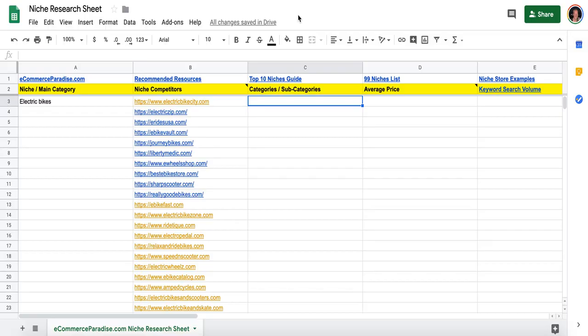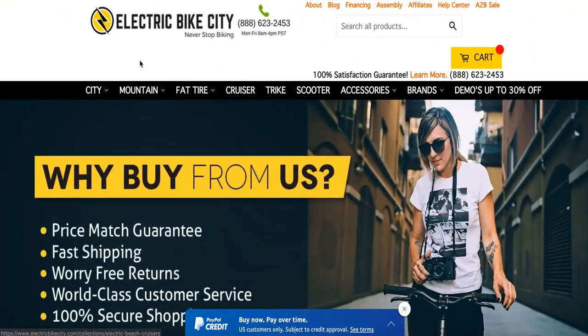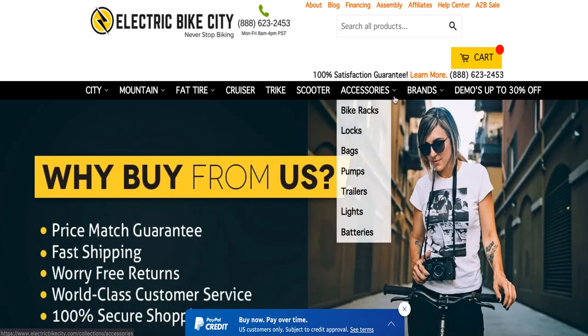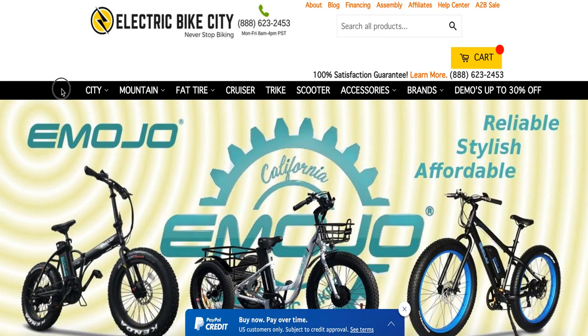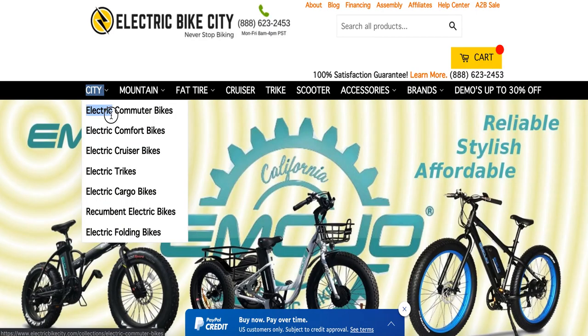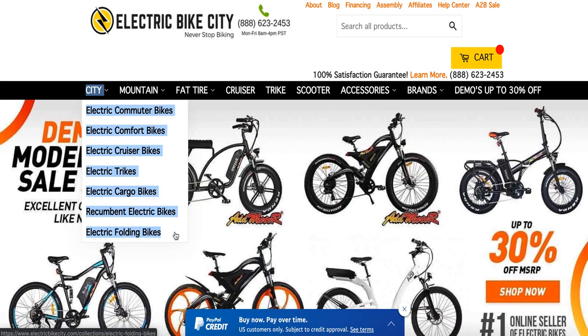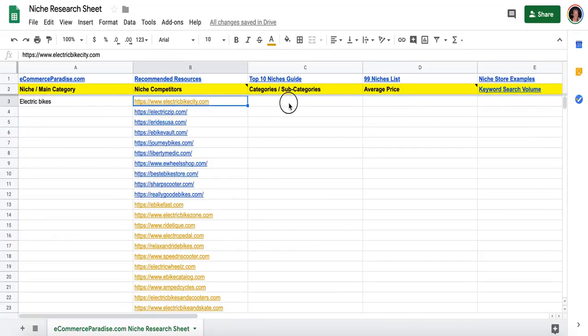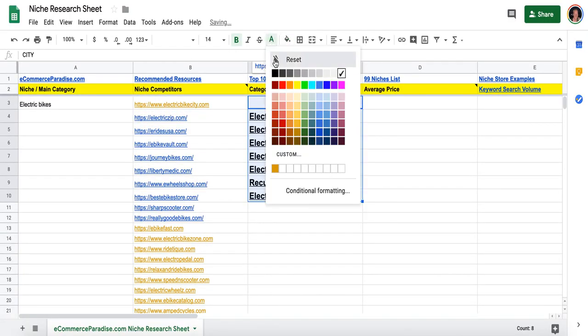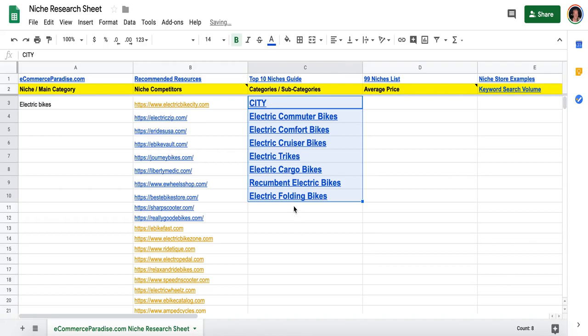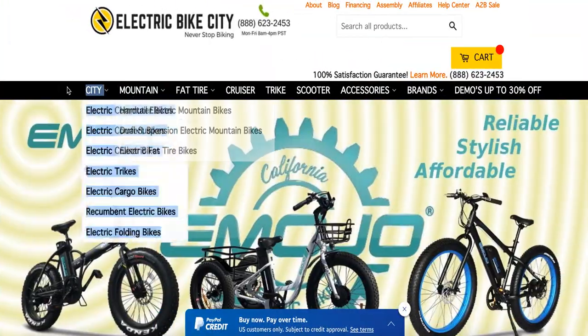Hey guys, welcome to this training on how to extract categories and subcategories from the competitors that you find. So when you go to the competitor site, you usually will see a menu at the top like this. All you need to do is click and drag, and it should open up like this, and you can just highlight all of them and copy, and then you'll have all of them drop down into here, and you'll be able to have a full menu of stuff. So let's go ahead and do that for each one.